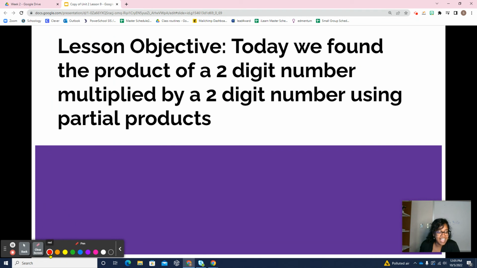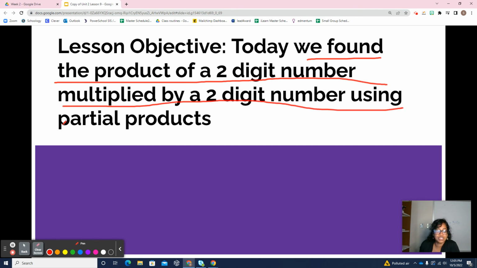Let's go ahead and review our lesson objective. Today we found the product of a two-digit number multiplied by a two-digit number using, that should be Chapter A, Chapter B. Sorry, my handwriting's really messy with this.